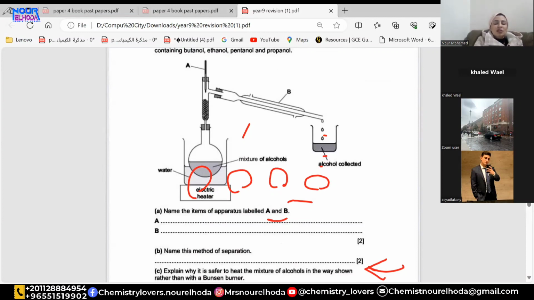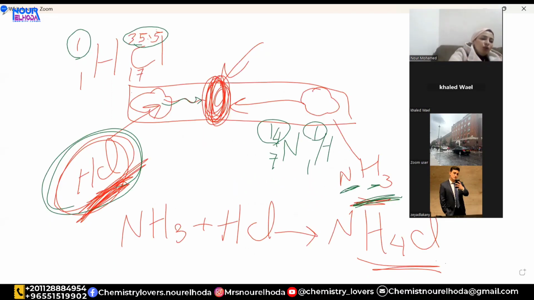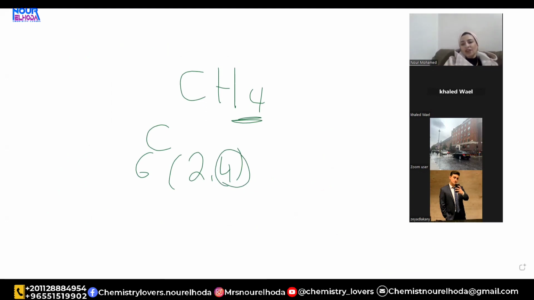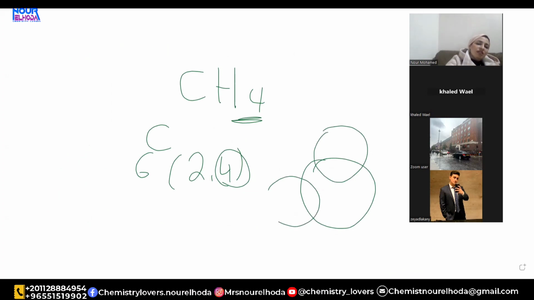Covalent bond is done by sharing electrons. Same like when I have, let's say, methane as an example. Methane is CH4. The carbon is 6, so 2, 4, okay? I have 4 hydrogens. Every carbon has 4 in the outer shell, so it is going to share 4 electrons. 1, 2, 3, 4. This is carbon, all these are hydrogens.